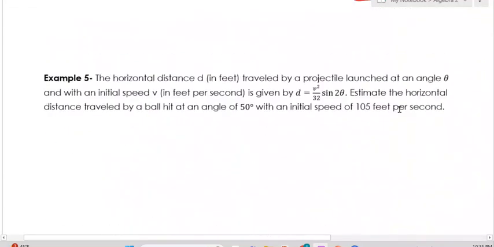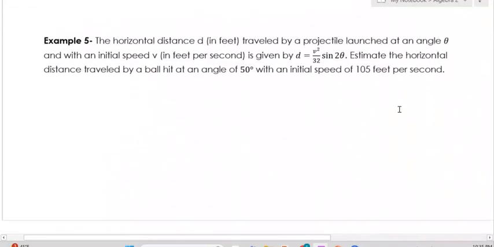All right, so really fast, the formula here you're going to use on your homework. I will give it to you when we do a test. You just need to know how to use it. So D is the horizontal distance that an object has traveled when it is launched at an angle theta. So theta is the angle. The initial speed is v, and it's measured in feet per second, and this is the formula you use. So here's our angle right here of 50. Our initial speed is 105.